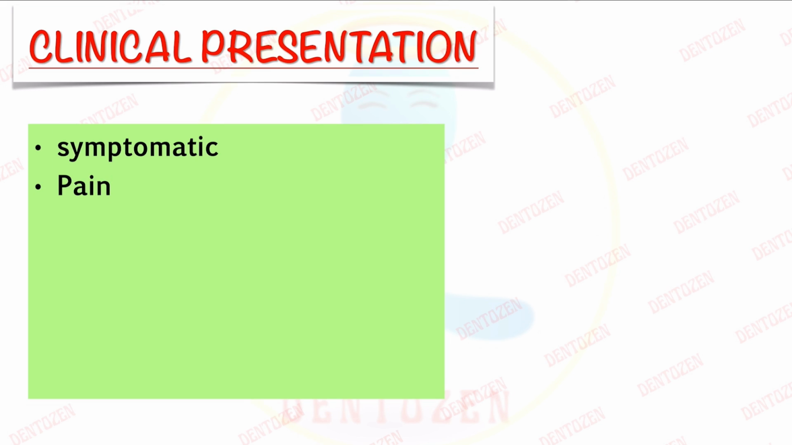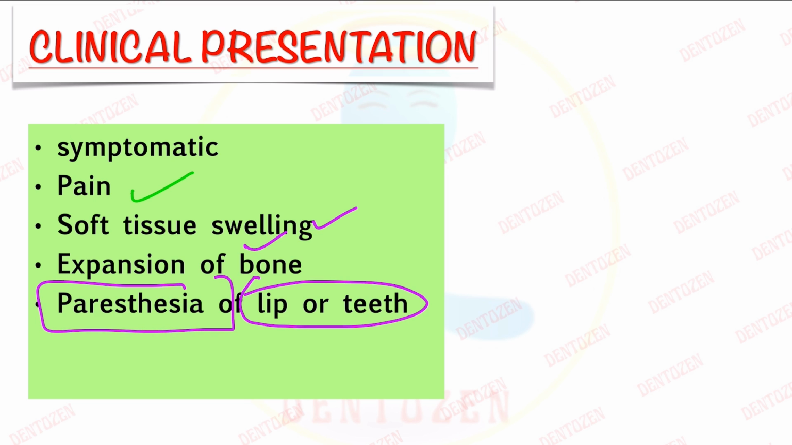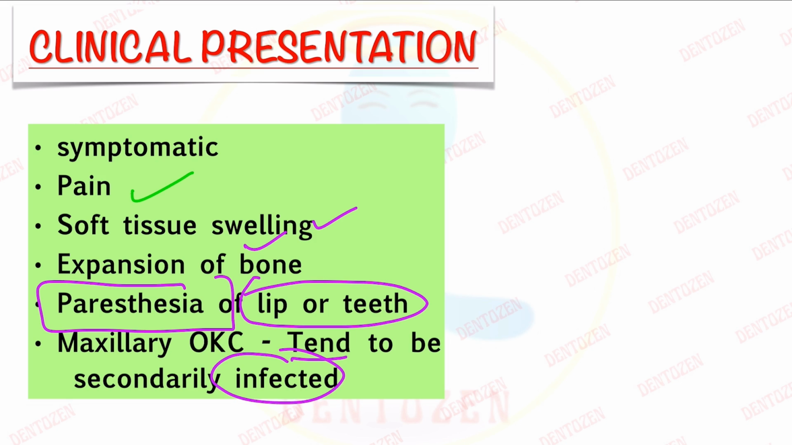Now, coming to the clinical presentation, 50% of the patients present with symptoms prior to treatment. So these symptoms can be pain, they can have soft tissue swelling, there can be expansion of bone, and paresthesia of lips and teeth when it is close to nerves. Maxillary OKCs tend to be easily infected because they are very close to the maxillary sinus.